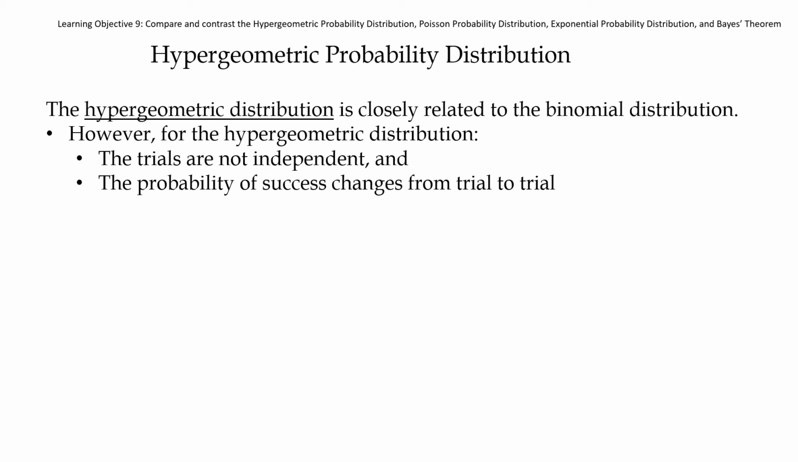So because of that, it's pretty fixed. And there's a lot of real world situations where it doesn't work. So instead we use the hypogeometric distribution, and in this case, the trials are not independent because the probability of success will change from trial to trial.